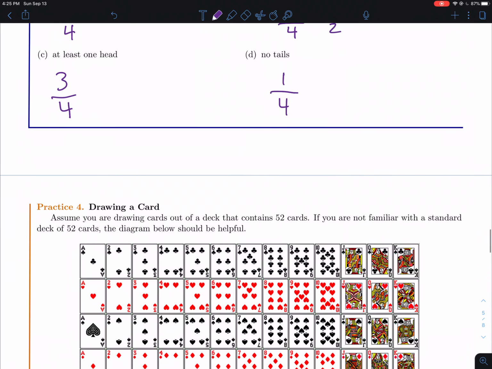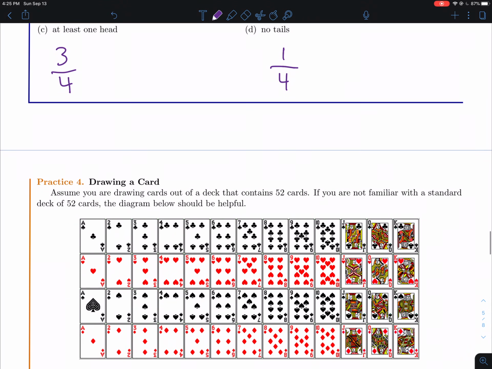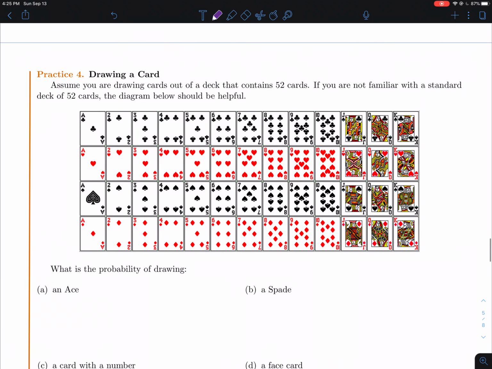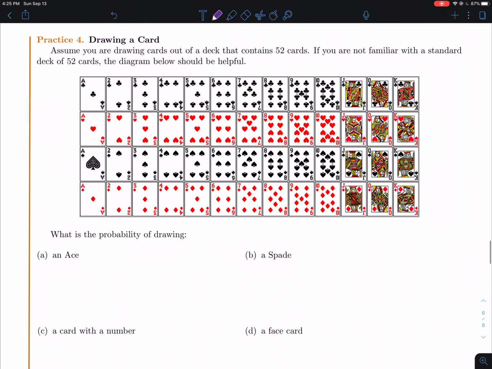All right. So any questions about that one? All right, very good. The next one's a practice one for you guys to work on. If you're not familiar with cards, I've given you a deck of cards to lay out here so that you can go through and see what's going on.